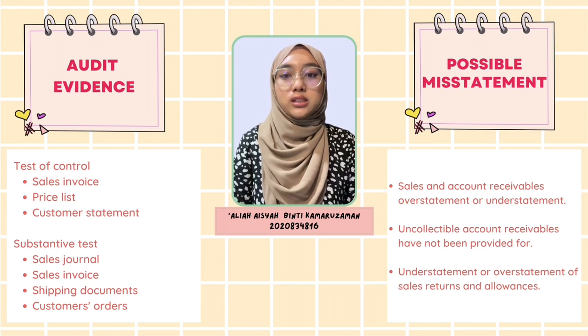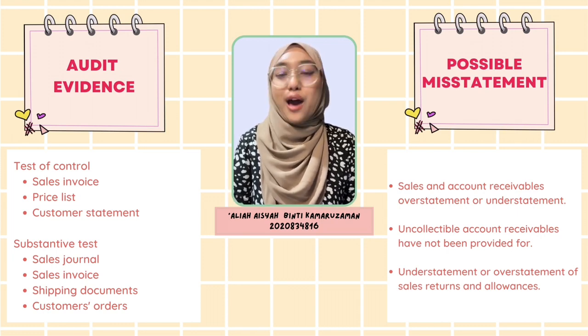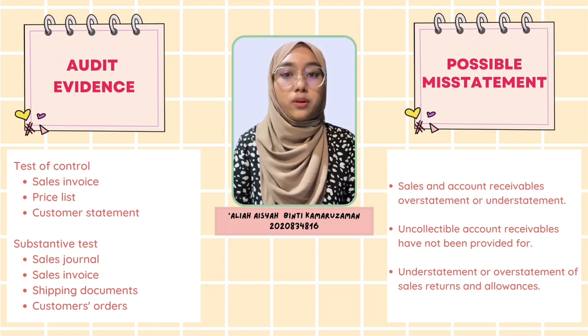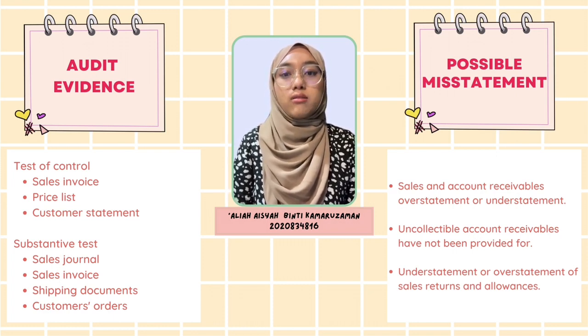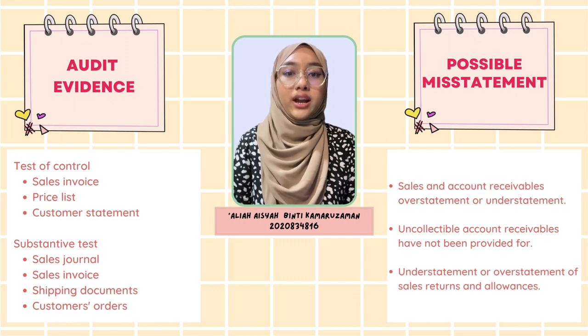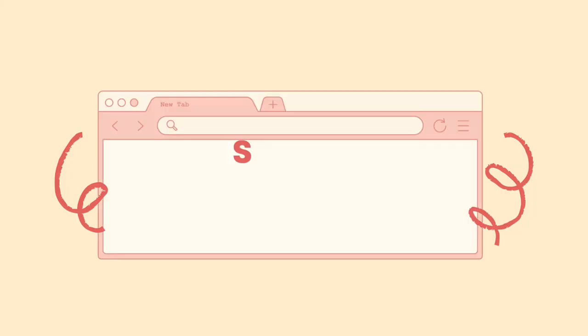The last one is possible misstatement for accuracy, which are sales and account receivables, overstatement or understatement. Uncollectible account receivables have not been provided for, and understatement or overstatement of sales returns and allowances.